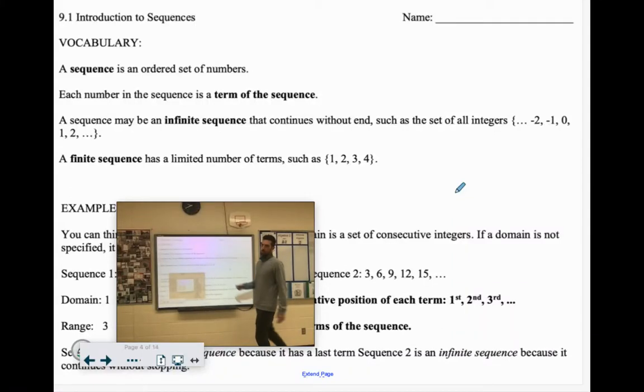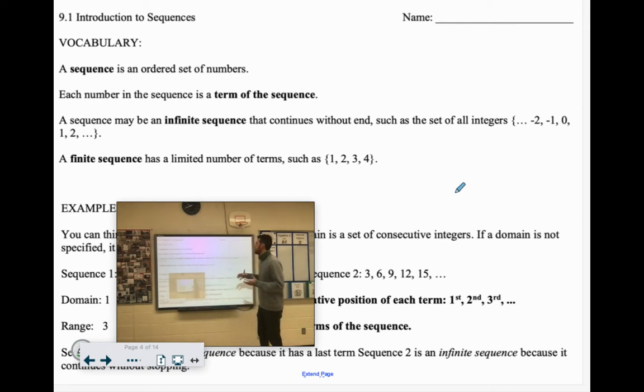Welcome back. Today we're in 9.1. It's a continuation of what we did yesterday with the patterns and sequences. So a sequence is an ordered set of numbers. You'll just see a set of numbers separated by a comma. Each number in the sequence is a term of the sequence. You'll see that in a minute here.